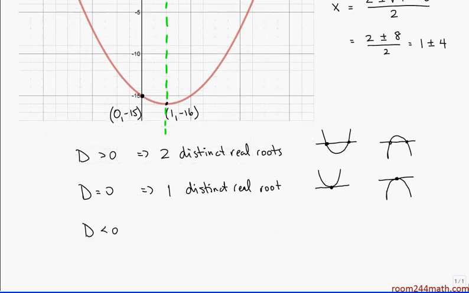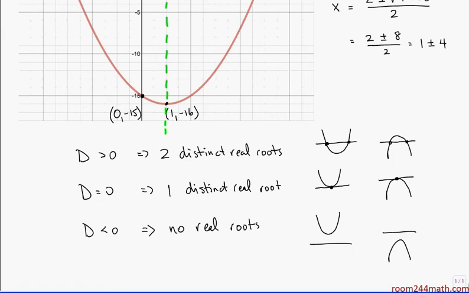And then finally, if we have a discriminant that's negative, the square root of the discriminant would not be a real number at all, and this would correspond to no real roots. Graphically, what that means is you have a parabola that is entirely above the x-axis, never touches it, or alternatively entirely below the x-axis, never touches it.